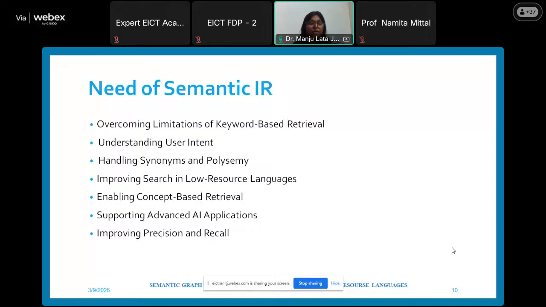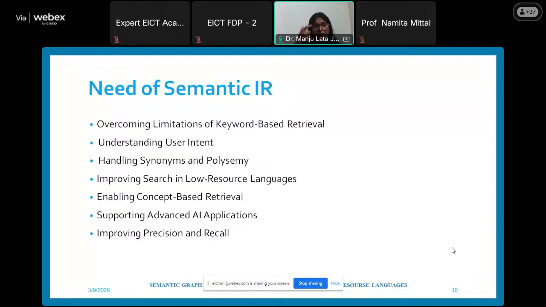Synonyms and polysemy we discussed. Improving search in low resource languages, because if we are able to create semantic resource, then definitely it will improve the search condition of low resource languages as well. Enabling concept based retrieval. Yes, when we are able to find synonyms, polysemy, definitely we are trying to combine the similar concept in a row. Supporting advanced AI applications, because NLP is a much larger domain. So many applications based on the NLP domain, we are able to develop if we address semantic IR.